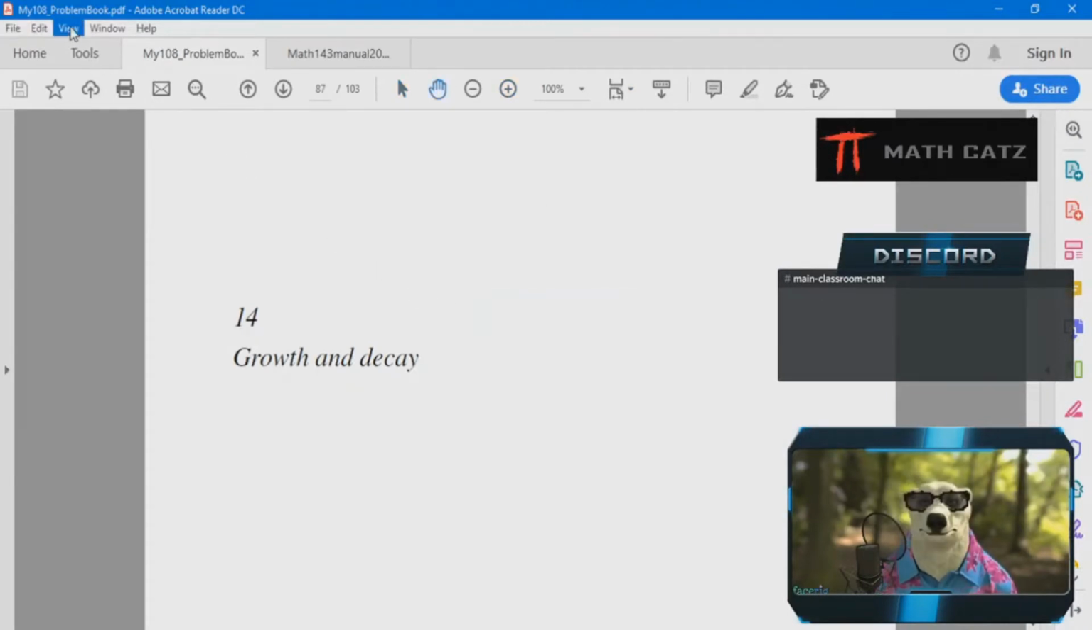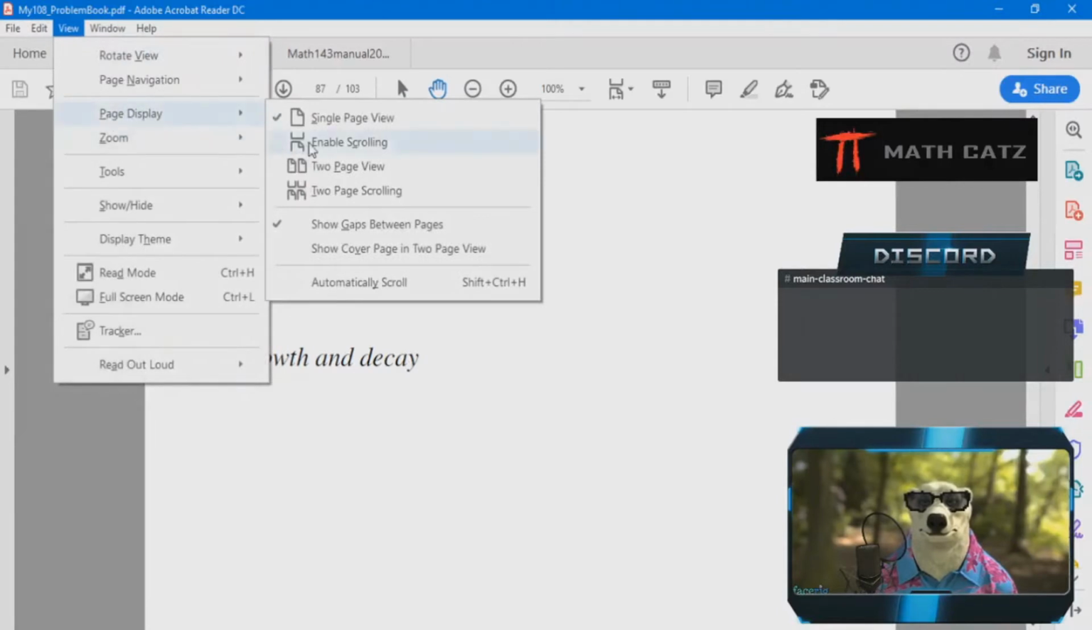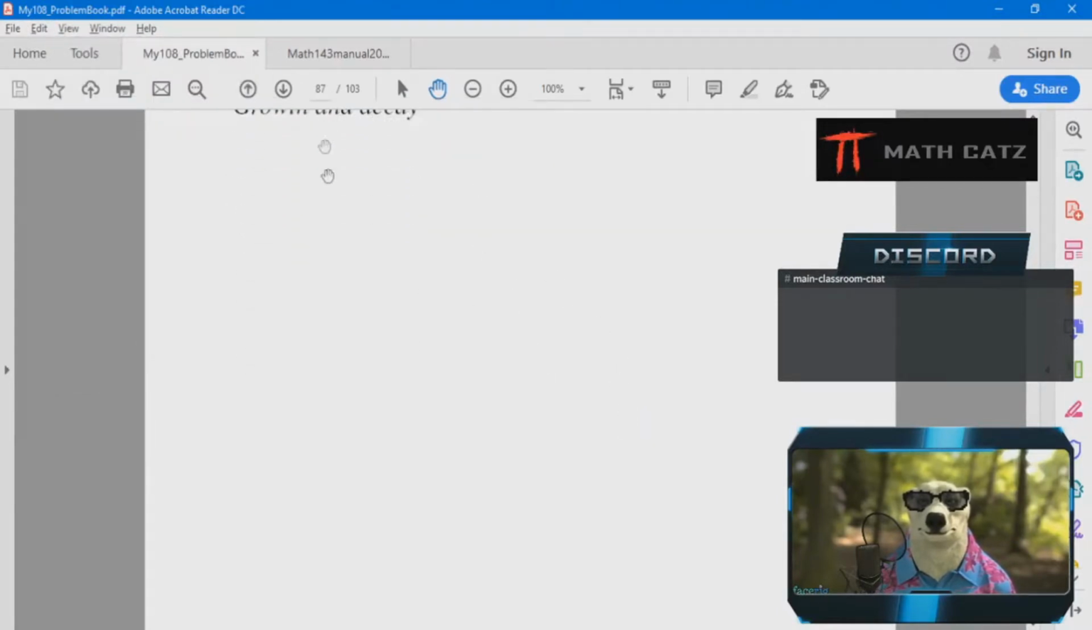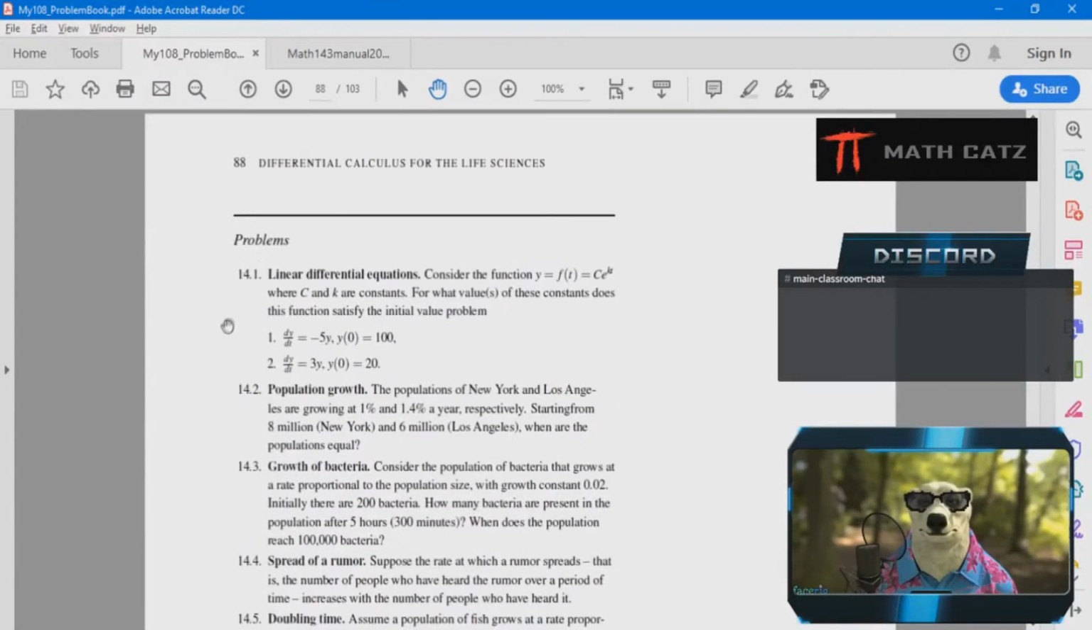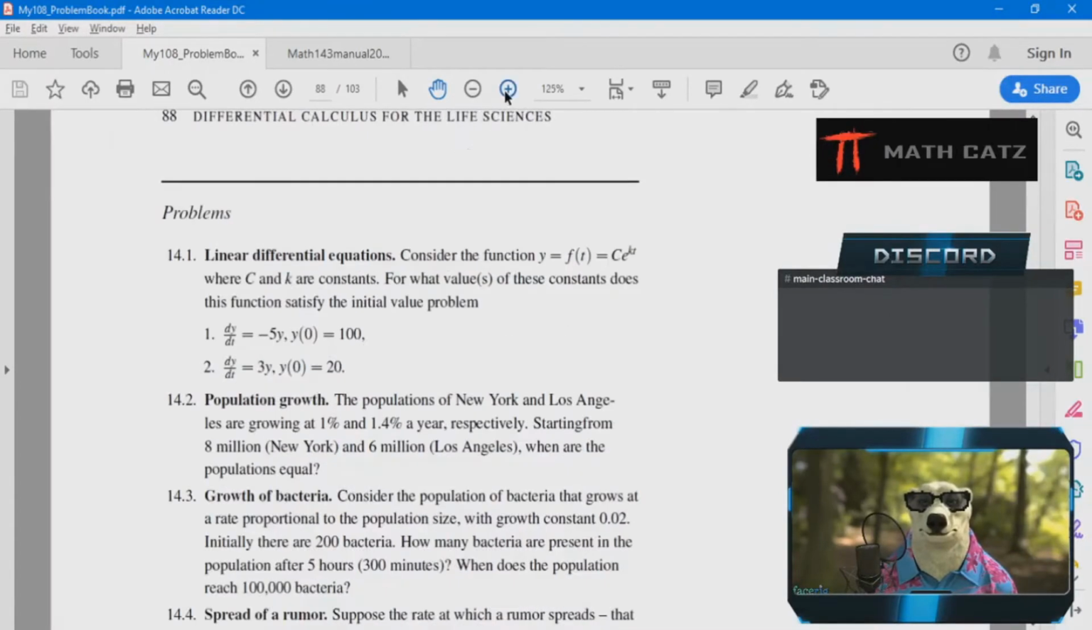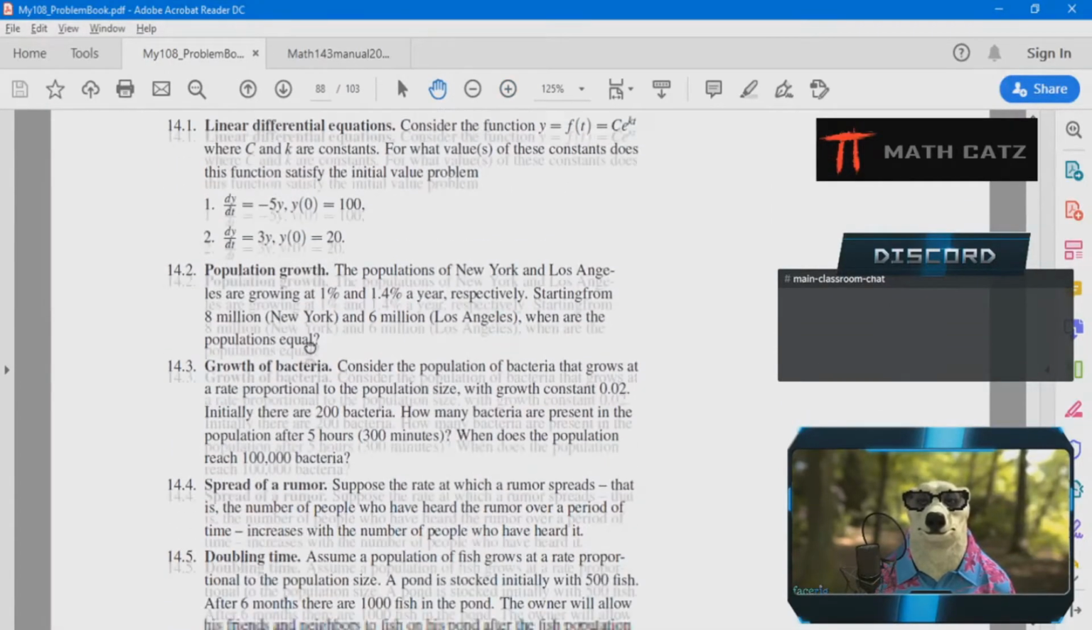Let me just check the view here. Yeah, so often the default in Adobe is to not have continuous scrolling. It's so annoying. Let us see.